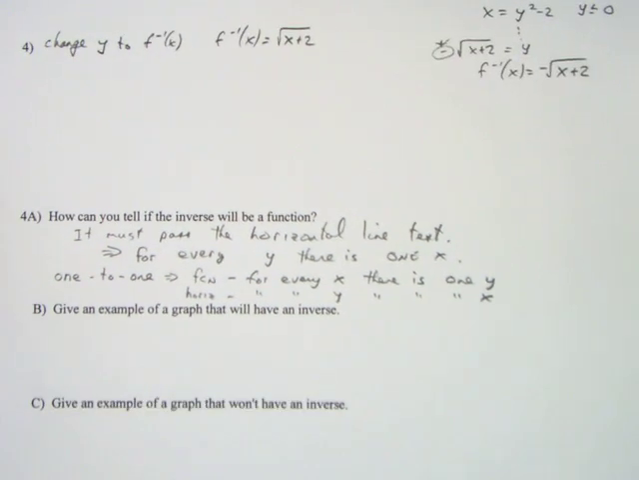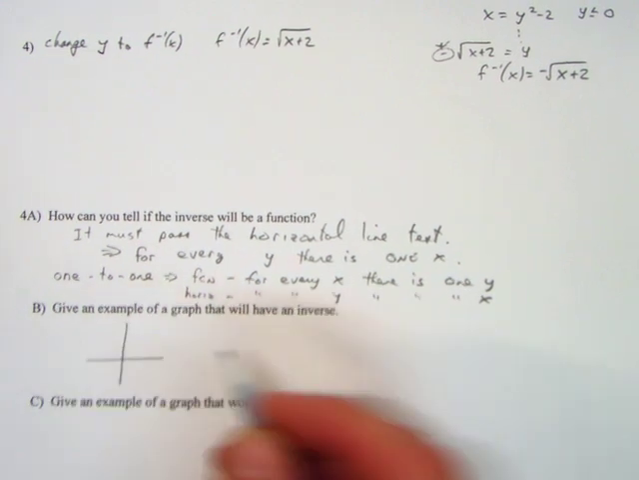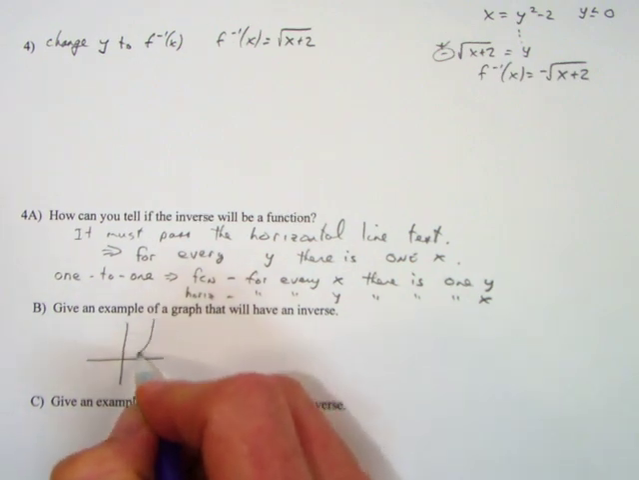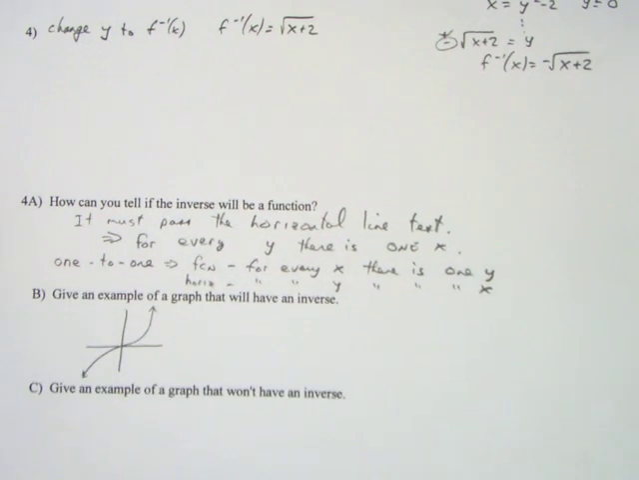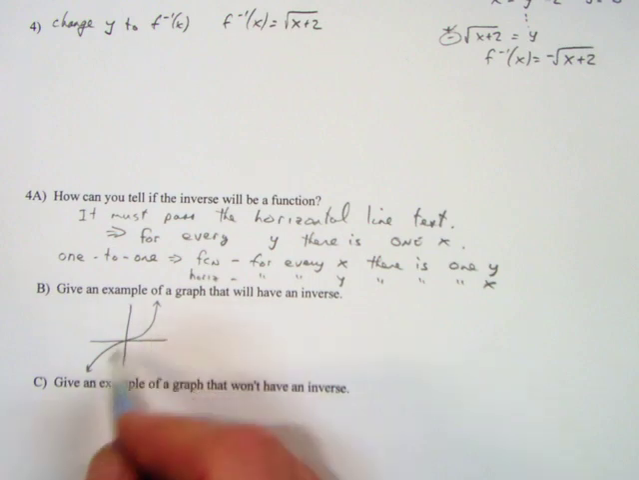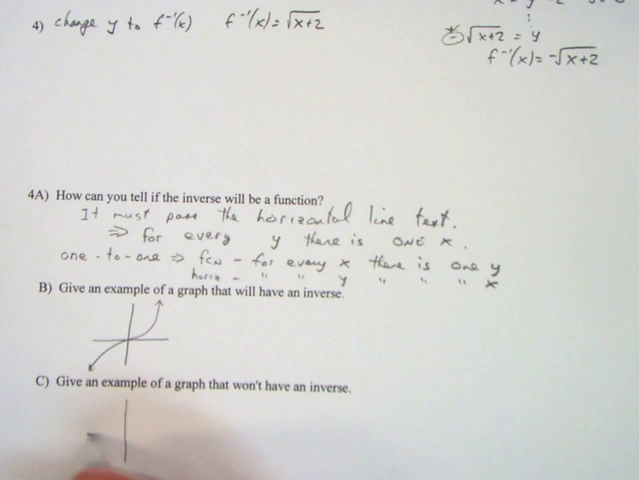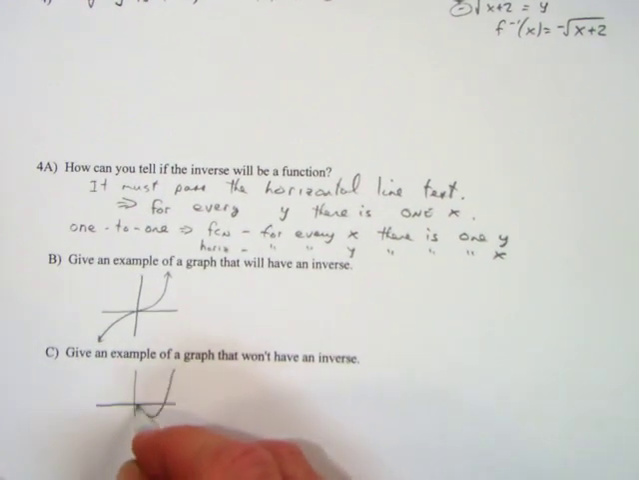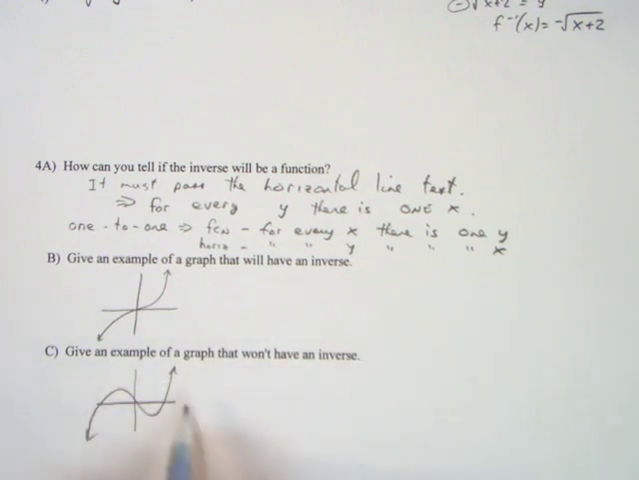Give an example of a graph that will have an inverse. We're not restricted here. What I'd like to do is just make up one. I'll give one here. It could be a simple cubic graph. This could be a cubic or a fifth degree. Give an example of a graph that won't have an inverse. How about for right now, I'll do a cubic graph as well. What about a cubic graph that looks like this? That will not have an inverse. It does not pass the horizontal line test. It's not a 1 to 1 function.